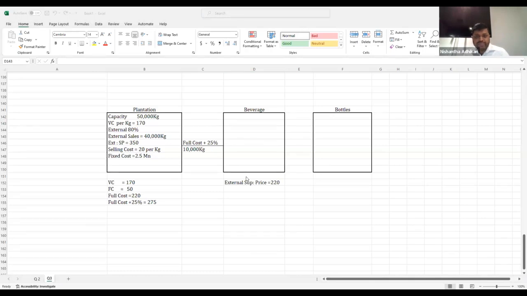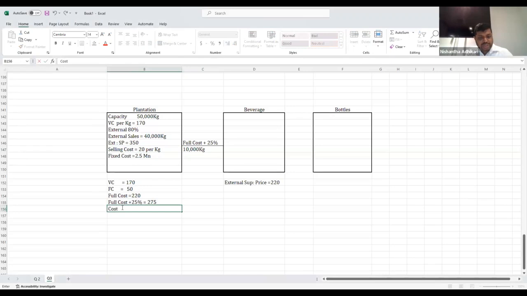Then, sorry, full cost, and there will be a cost saving of 20 rupees. Cost saving, yes, we have to take the cost saving, we have to deduct 20 rupees. Then it should be 250. Current transfer price, 250 rupees.